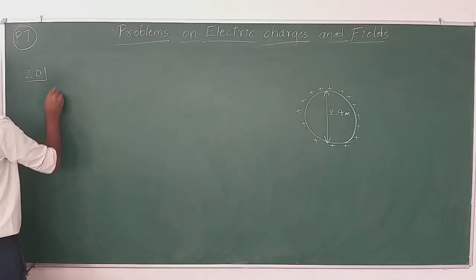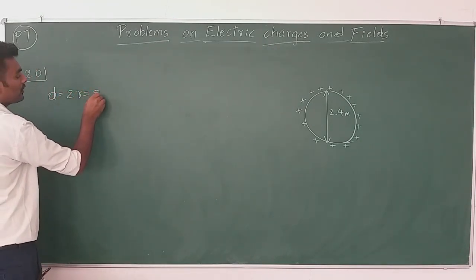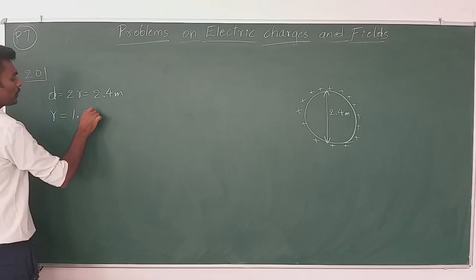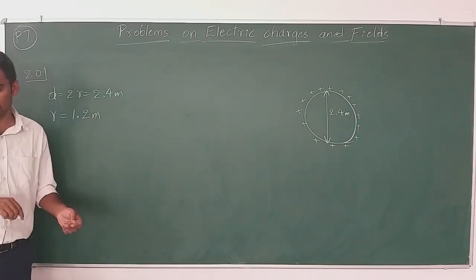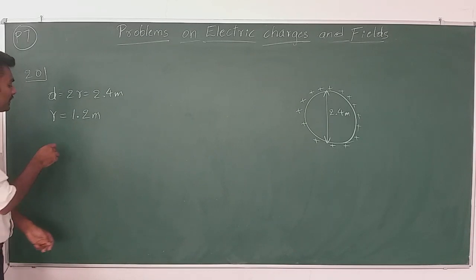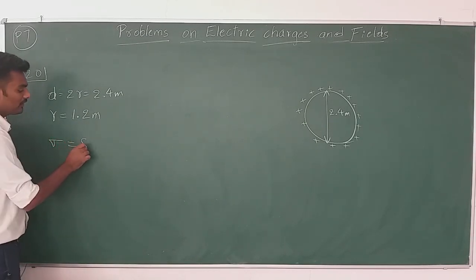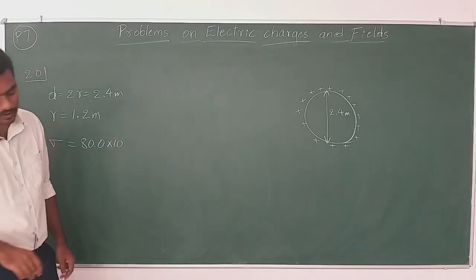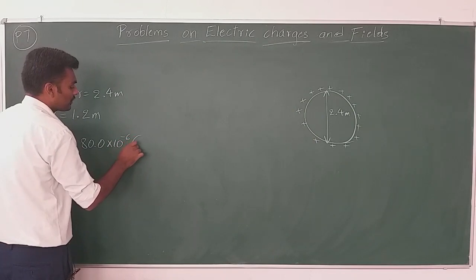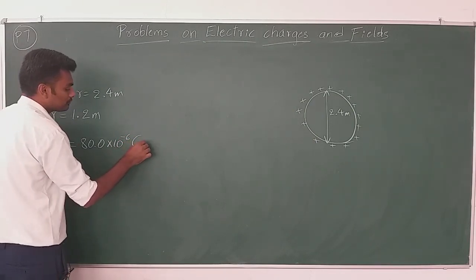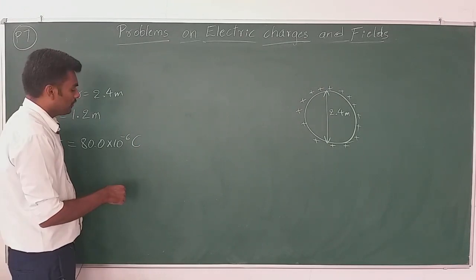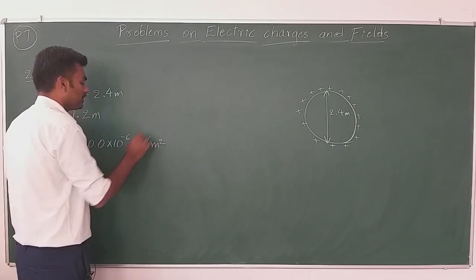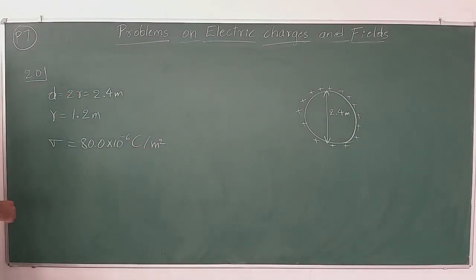So diameter is equal to 2 times the radius, which is 2.4 meter, which makes the radius equal to 1.2 meter, half of the diameter. And the surface charge density sigma is 80.0 into 10 to the power of minus 6 coulomb per meter squared. Yes, surface charge density is coulomb per meter squared.